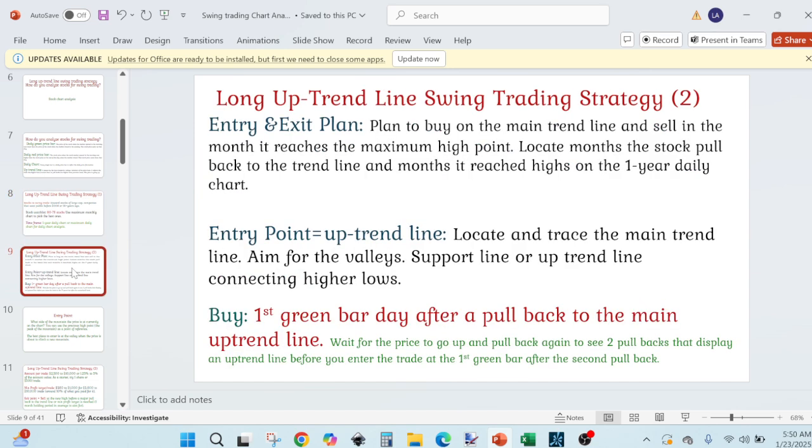and draw your entry points, and those are support lines passing by the lows of the chart. And when the price touches one of your entry lines, you wait for it to start making higher lows there, and you buy at the first or second green bar that follows a pullback.